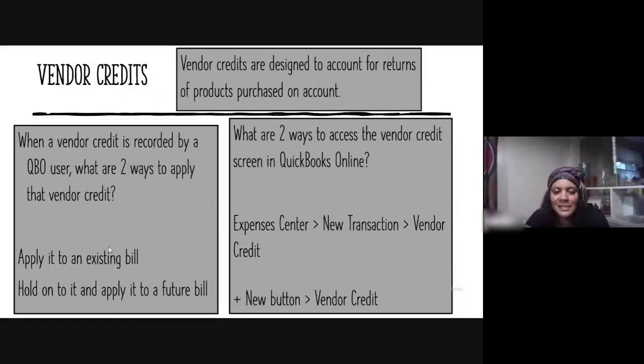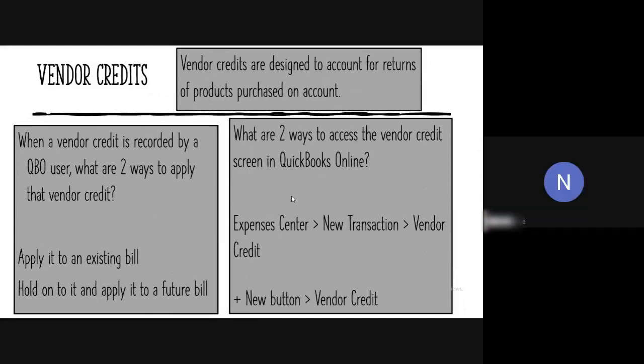What are two ways to access the vendor credit screen in QBO? One way is the expense center, which on the left-hand navigation side, you would select expenses and then go to new transaction and vendor credit. The second way is you'd go to the plus new button and select vendor credit.